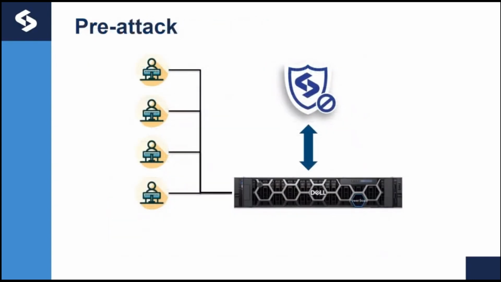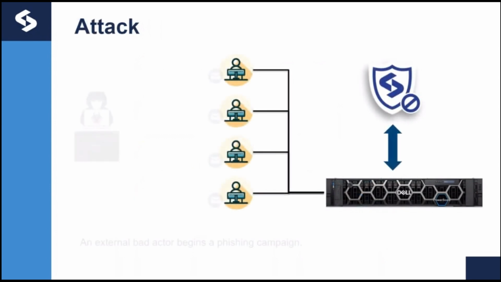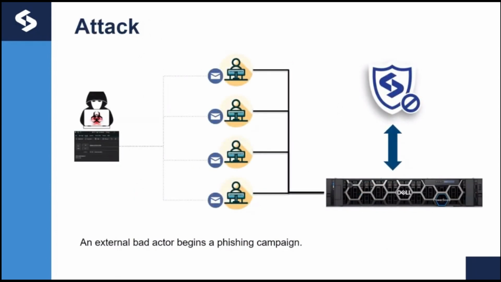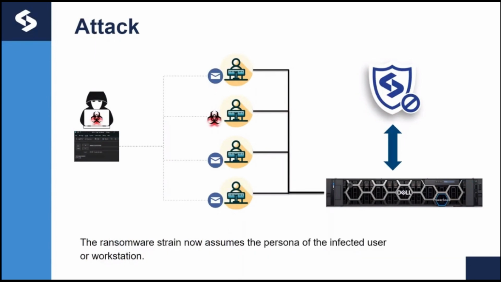Prior to the attack, users in the environment are accessing their shares normally. The PowerScale platform is protected by Superna's Data Security Edition. The attack begins with an external bad actor initiating a phishing email campaign against the corporation. After clicking on the email, one of the users is now infected with a ransomware strain. The bad actors can now assume the persona of the infected user or workstation.